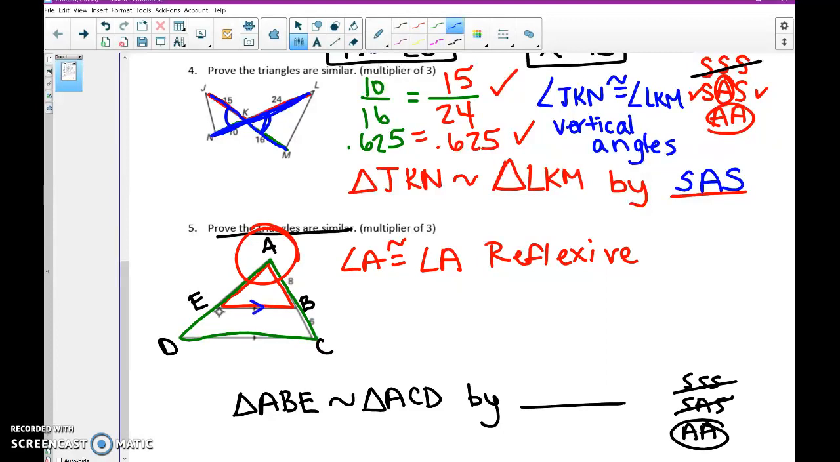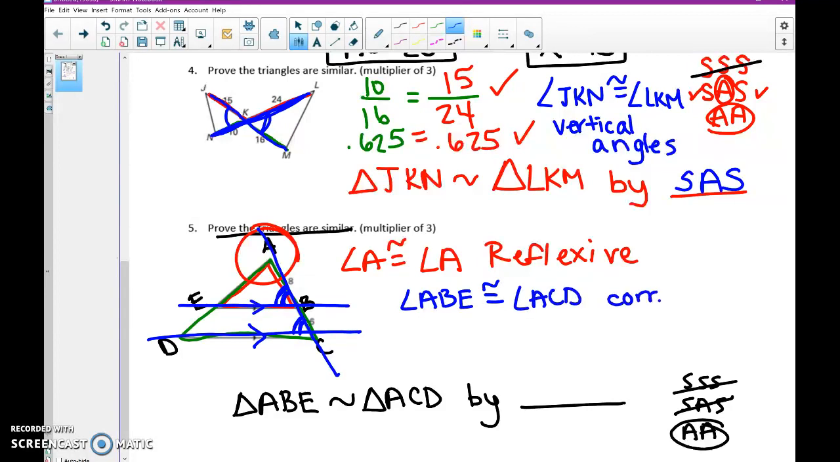The other angles are going to have to do with these parallel lines, so I'm going to elongate those. If I draw those parallel lines in and then I draw a transversal cutting through, I actually have some corresponding angles right here. So angle ABE is congruent to angle ACD because they are corresponding, they're not vertical. So that gives me my AA. There's 2 sets of angles in that shape that are congruent.